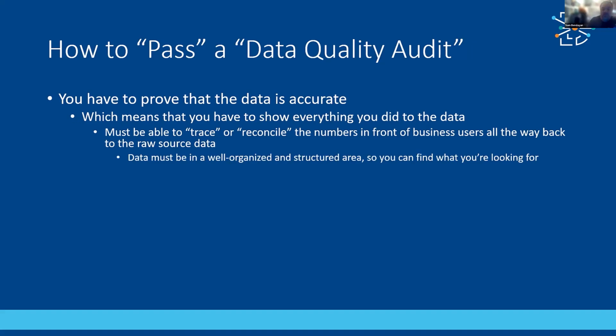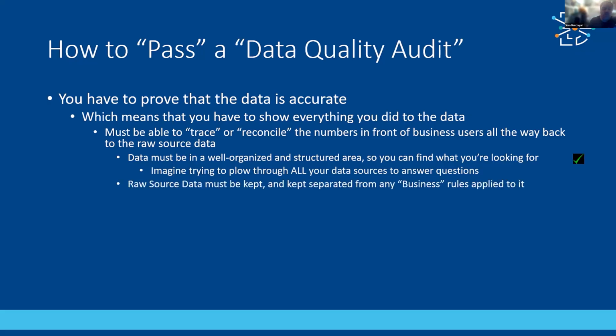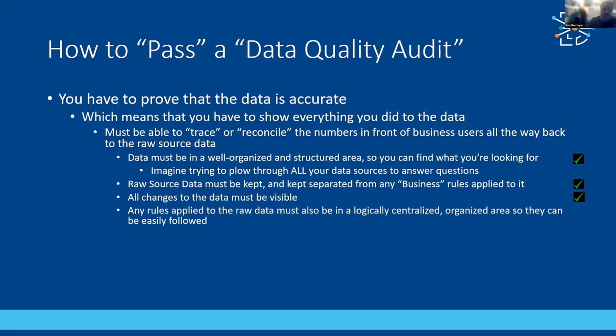Let's see if these next few items sound familiar. It must be in a well-organized and structured area so you can find what you're looking for. Imagine trying to look through all your sources. So check, we've got that in Data Vault. The raw source data must be kept and separated from any rules. Well, check, we got that too. All changes must be visible. Yep, we got that too. Check. And finally, all rules applied to the raw data must also be in a similarly centralized, organized layer. And we have that as well. So Data Vault has all of these elements.